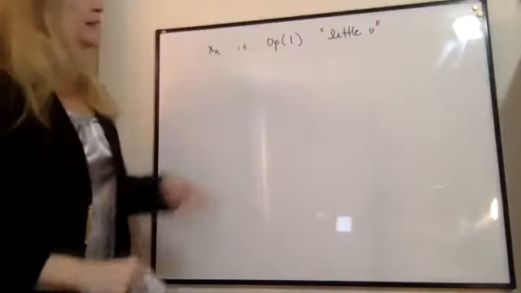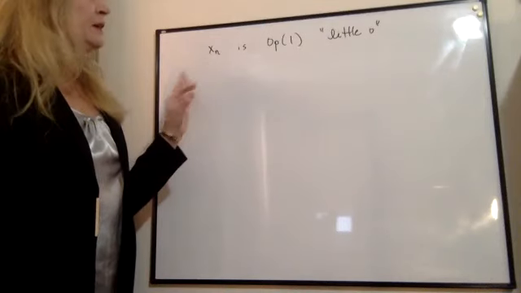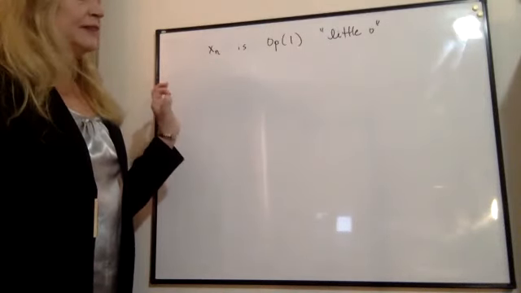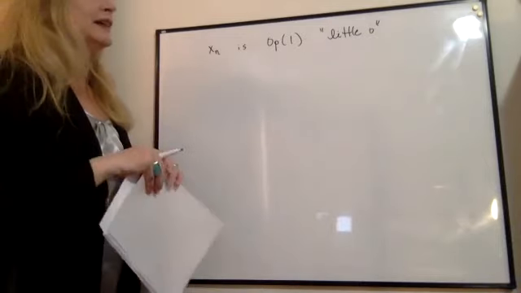Normally in computer science, you don't have the P. The P stands for probability. In comp sci, you normally would just have little o without the P, but we're going to do order in probability.